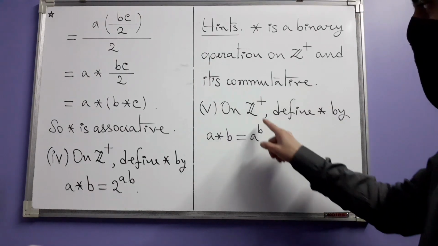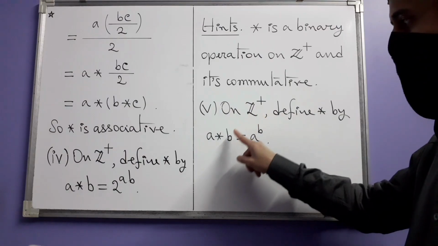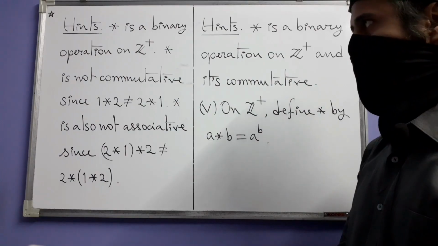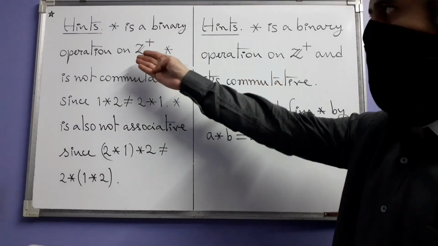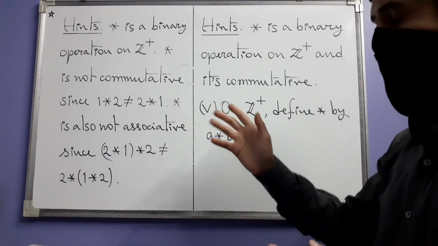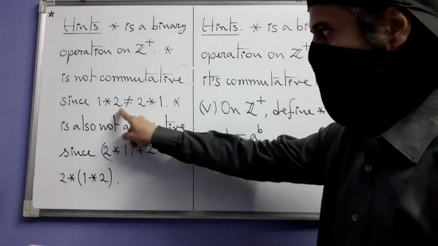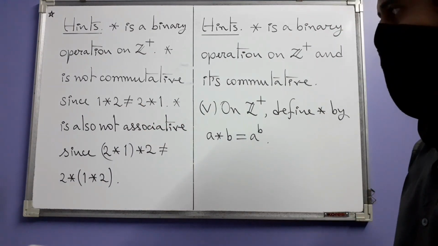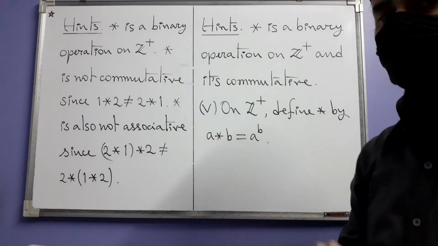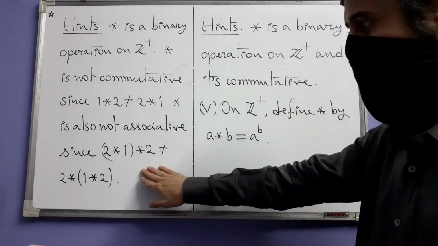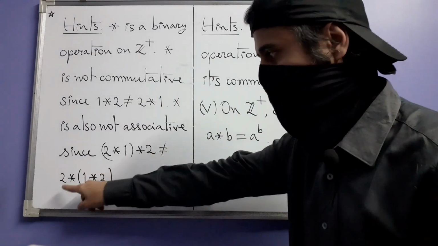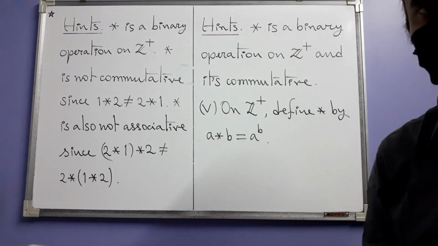Next, part 5, again we have the set of positive integers, but this time star is defined like this. A star B is A to the power B. And these are some hints. This time also star is a binary operation on Z plus. You write the reason why. And this time star is not commutative, because 1 star 2 and 2 star 1 are not the same. You do the calculation yourself using this definition of star, and also it's not associative again because of one such example. 2 star 1 star 2 is one thing, whereas 2 star 1 star 2 is another thing.